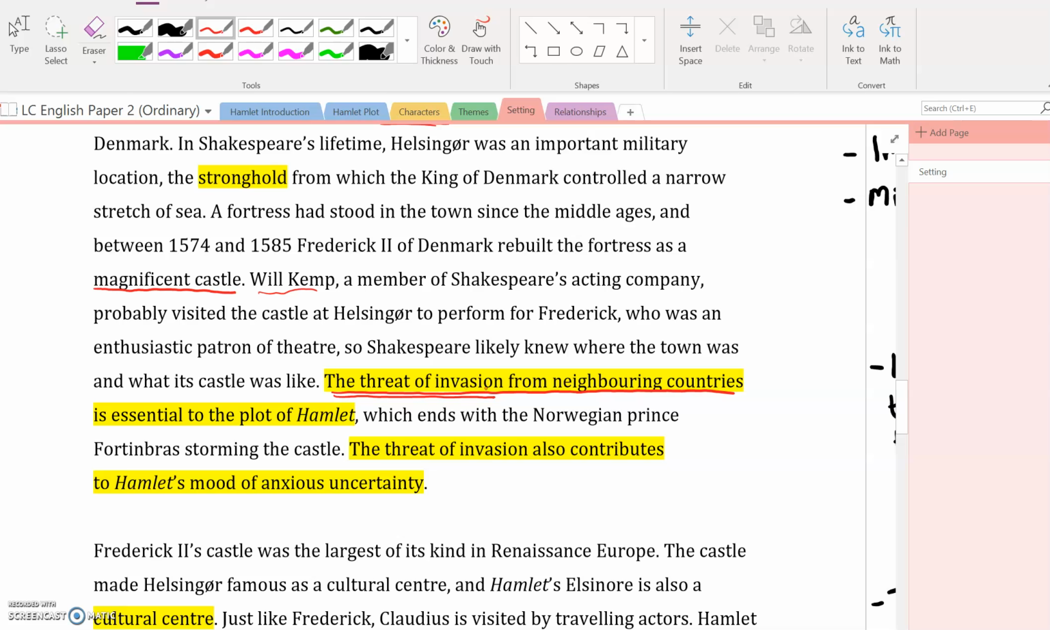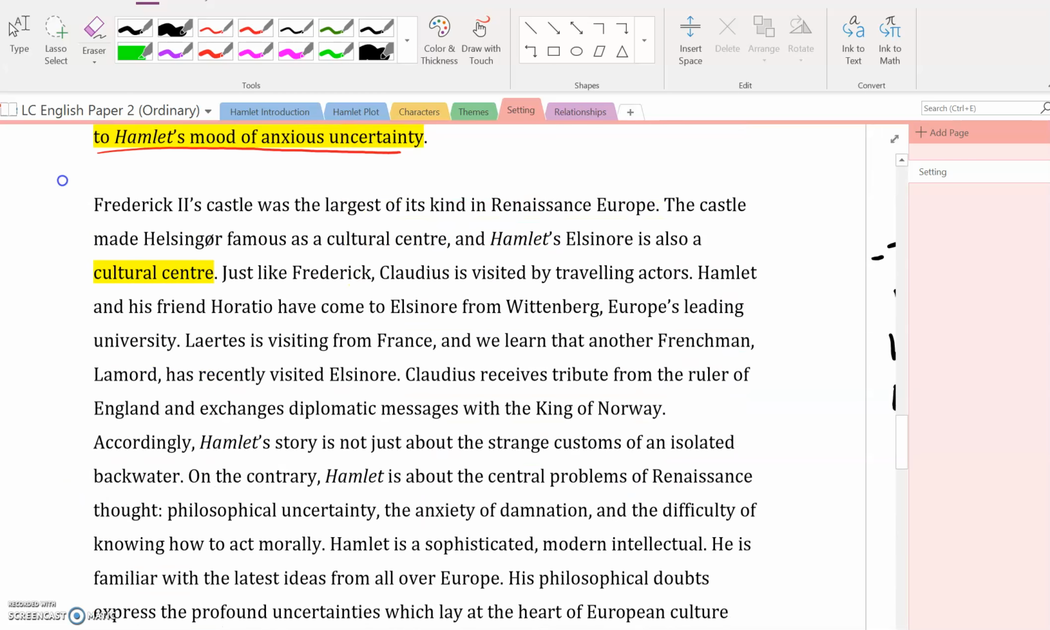Fortinbras is threatening invasion. And how would that make anybody feel that lived there, living under that cloud, that danger of being invaded? The threat of invasion contributes to Hamlet's mood of anxious uncertainty. So that's an important point to make. If you were asked in your Leaving Cert to describe Elsinore, because of its location, it was not a nice place to live. It was very easy to go a little bit cuckoo in Elsinore.